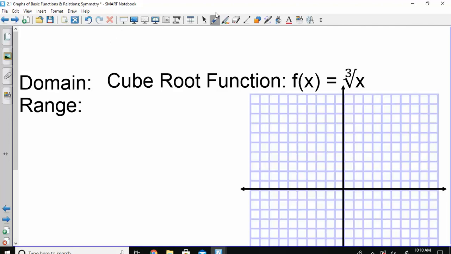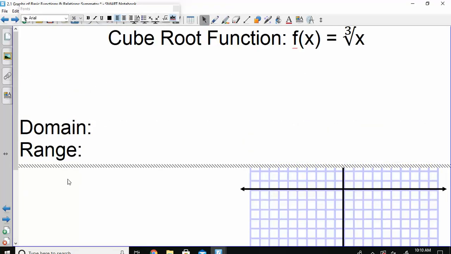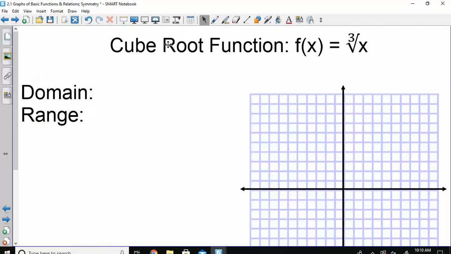Next one, cube root function. So we can do the cube roots of positive or negative numbers. What is the cube root of 0? 0. Cube root of 1? What about the cube root of 8? 2. What about cube root of negative 1? Negative 1. Cube root of negative 8?